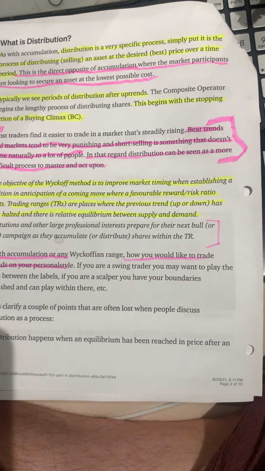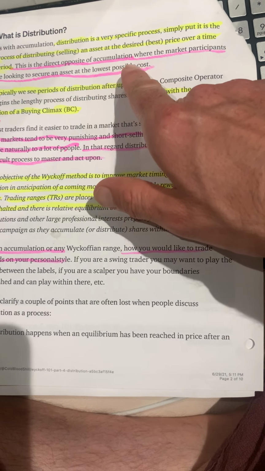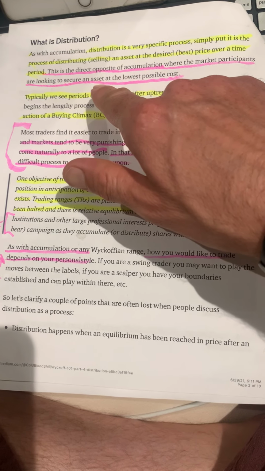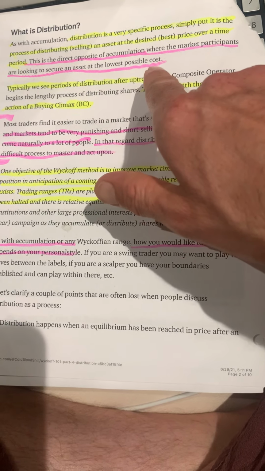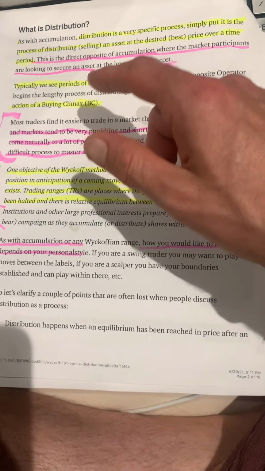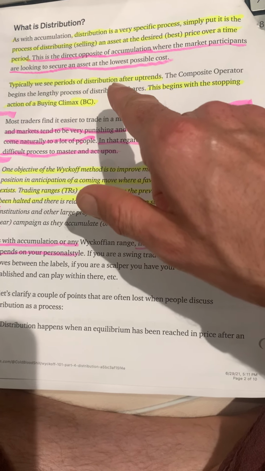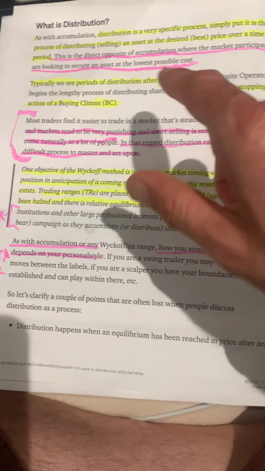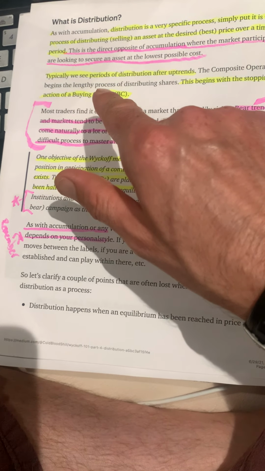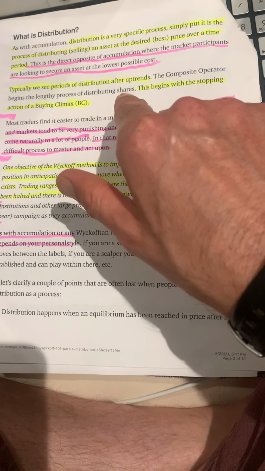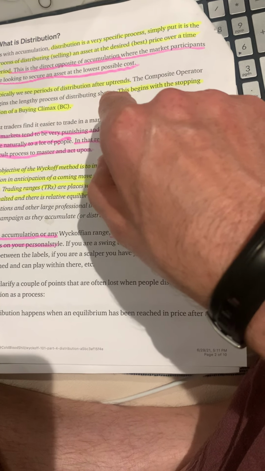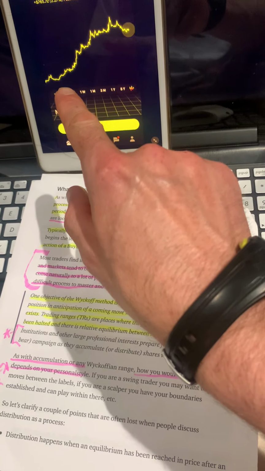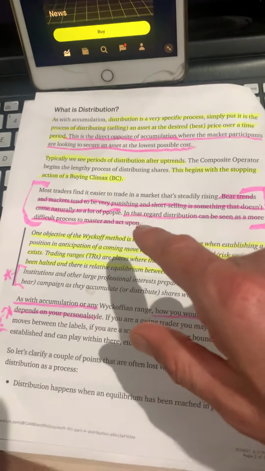This is the direct opposite of accumulation, where the market participants are looking to secure an asset or a hold at the lowest possible price you can get it at. Typically, we see periods of distribution after uptrends. The composite operator, you know who that is, begins the lengthy process of distributing the shares that he collected at a really low point on the graph. We'll use that as an example. I'll talk about this later.